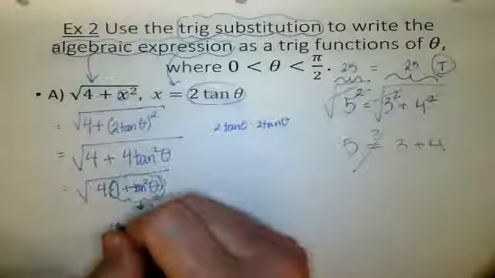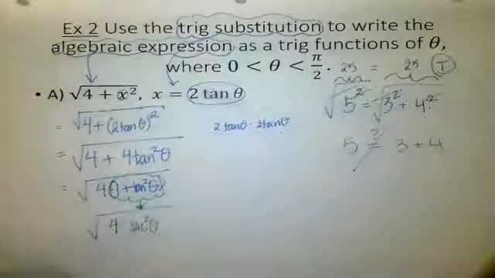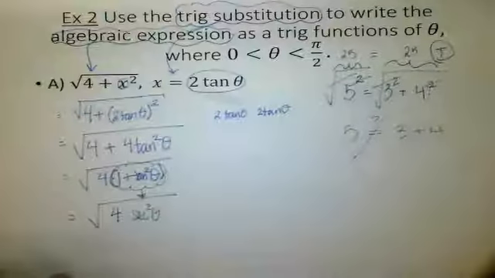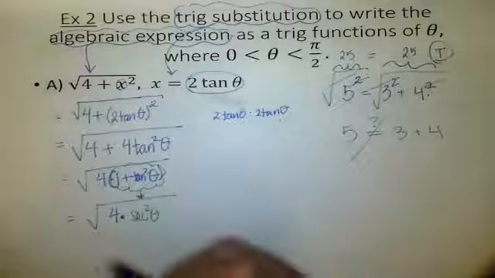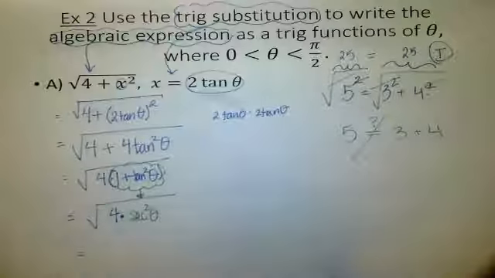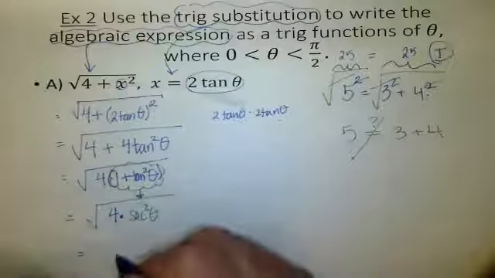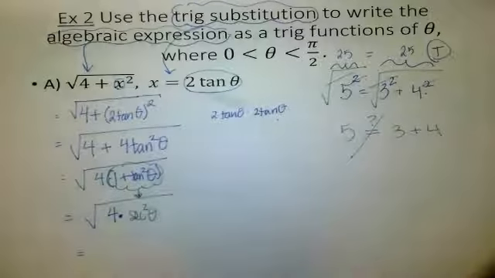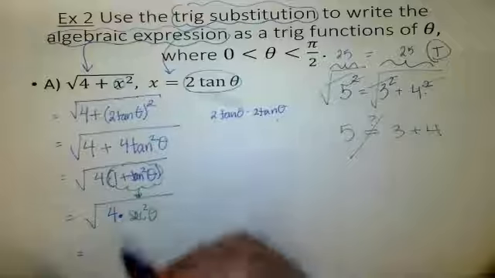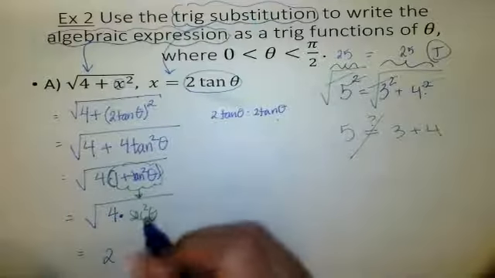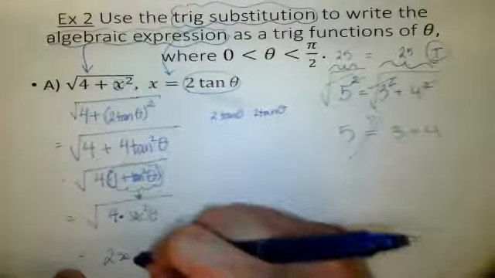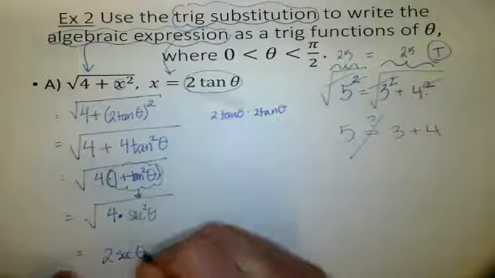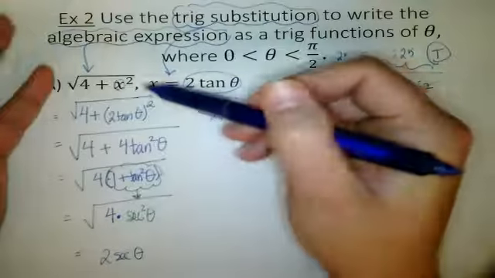That's interesting. So now we have 4 secant squared. Now, what changed? Jonah, you said now we can do the square root. Yes. Because it's a product, now we can do square roots of things. What is the square root of 4? 2. What is the square root of secant squared? Secant of theta.